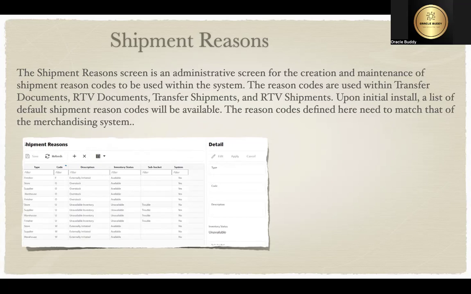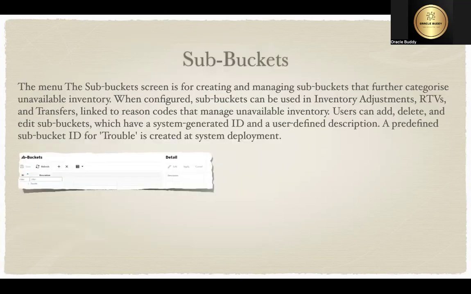So here you can see various different shipment reasons, like finisher, store, supplier, warehouse, and codes like FOU, and unavailable inventory descriptions are there. Then inventory status, what type of inventory status change it will do, and sub buckets. So here we can have our custom shipment reason code also. Click on the plus button and we can add, and click on save to save it.